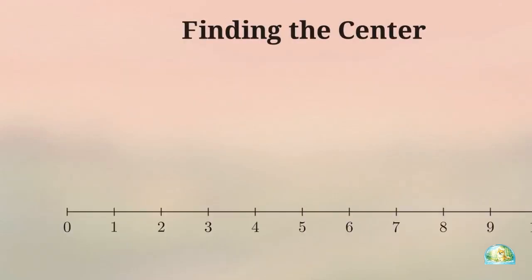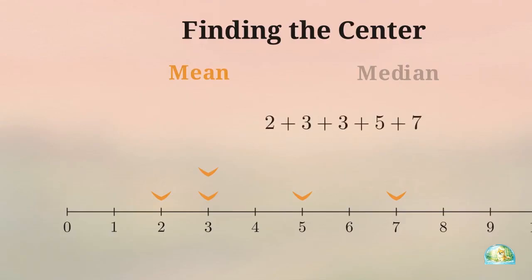Once we have a group that varies, we often want to find its center. Take this data set of geese on our number line: 2, 3, 3, 5, and 7. We can find the center using two different methods, the mean and the median. We will calculate the mean first. Step 1 is to add all the values together. 2 plus 3 plus 3 plus 5 plus 7 gives us a total sum of 20. Step 2 is to divide that sum of 20 by the total number of data points, which is 5. 20 divided by 5 results in a mean of 4.